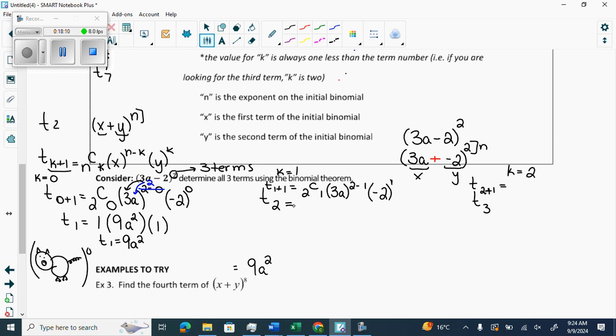2c1, if I have 2 objects, I choose 1 at a time, I get 2. And then 2 minus 1 is 1. So what's 3 to the power of 1? 3, and then a1. Anything to the power of 1 is just itself. And then negative 2 to the 1 is negative 2. And then people will leave it here. Remember, you're multiplying things. So you need to take all those coefficients, the numbers in front of each of those values, and multiply them together before you're done. So 2 times 3 times negative 2 is what? Negative 12a. So that's my term 2. So I'm going to go minus 12a down here. We agree?